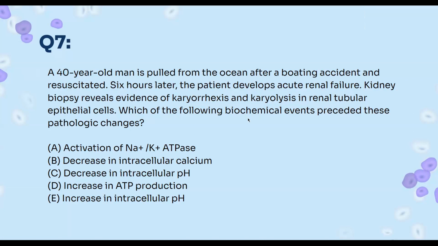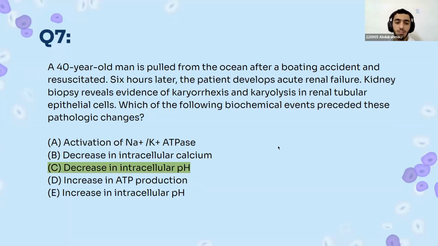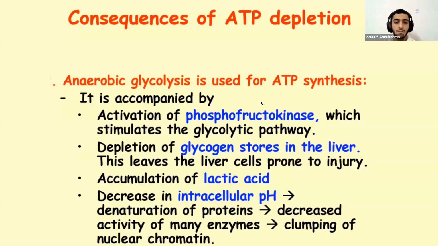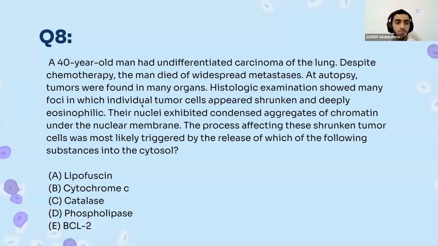It decreases the pH, C. All right, so yes, as you guys said, the answer here is decrease in intracellular pH. Basically it's because of the damage that's happening to the nucleus. As you guys said, again, there's no more ATP synthesis and there's going to be damage to the nucleus. And so a decrease in the pH will lead to denaturation of the proteins and the activation of the enzymes. And then the changes are going to start happening. All right, so next question.